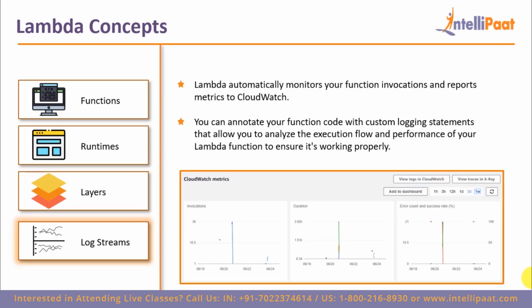This is the part where you monitor the Lambda function. Normally Lambda automatically monitors your function invocations and reports metrics to CloudWatch. If you don't want to just watch metrics, you can write the code in your Lambda function so that you can get logging statements for each and every step your function goes through, and you can look at the execution flow and how your Lambda function is performing and whether it's working properly or not.